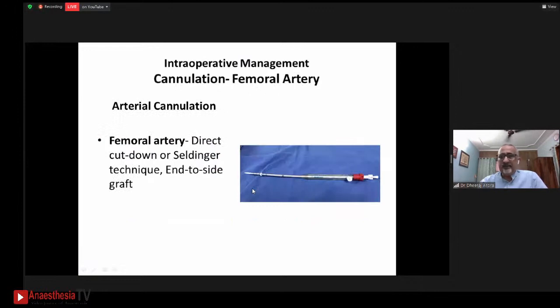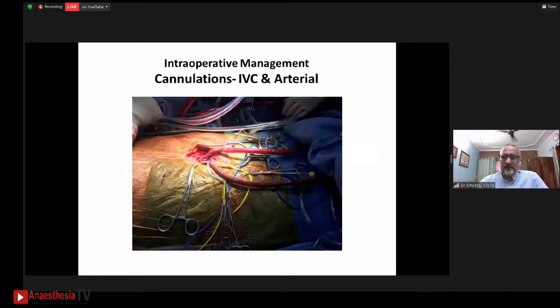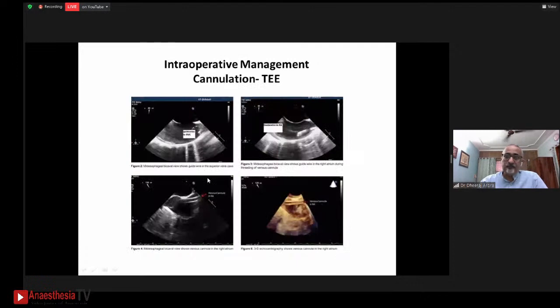And this is the femoral artery cannula, which is placed by the surgeon after full heparinization, either by direct cutdown, Seldinger's technique, or an end-to-side graft, depending on the size of the vessel. This is a picture showing the arterial and the venous cannula. This is the venous cannula in the femoral vein, and this is the arterial cannula in the femoral artery.